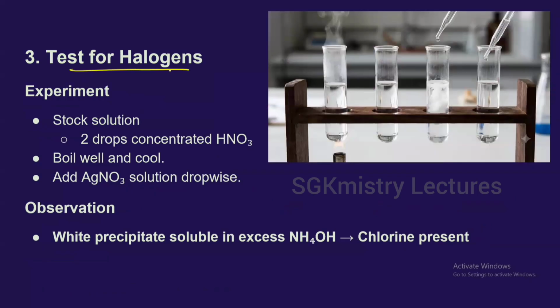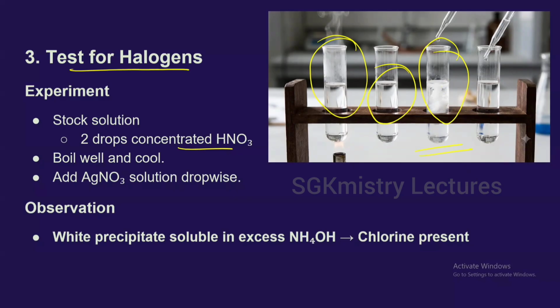So next is test for halogens. The experiment is very simple. You're going to take the stock solution, that is the sodium fusion extract. Then you're going to add 2 drops of concentrated HNO3. Now you're going to boil this particular solution and again cool it. So you can see here it is boiled, it is cooled, and then to this you're going to add AgNO3 solution, silver nitrate solution, dropwise. So when you add silver nitrate solution, you can easily see here that the white precipitate is formed, right? As you go on adding it in drops, you're going to get the white precipitate.